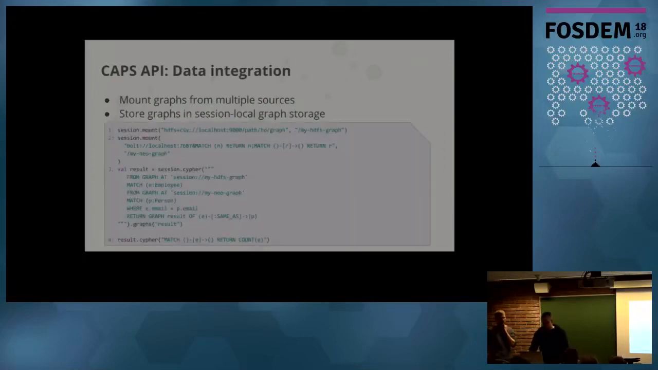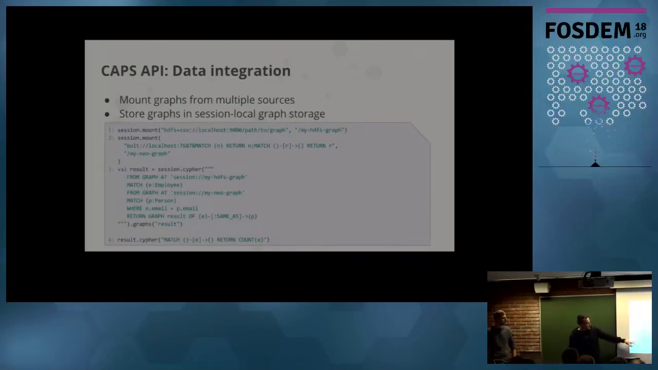Stefan talked before about multiple graphs. This is an example that is also currently available in CAPS that you can run, which involves multiple graphs. Max will give you a more advanced example later, but it's just to give you the idea. So what we do here is we take two graphs, we mount the first one from HDFS, and the second one is coming from Neo4j, indicated by this bold scheme in the URI, and two queries to get the data out of Neo4j, and we store them at two paths, my HDFS graph and my Neo graph.